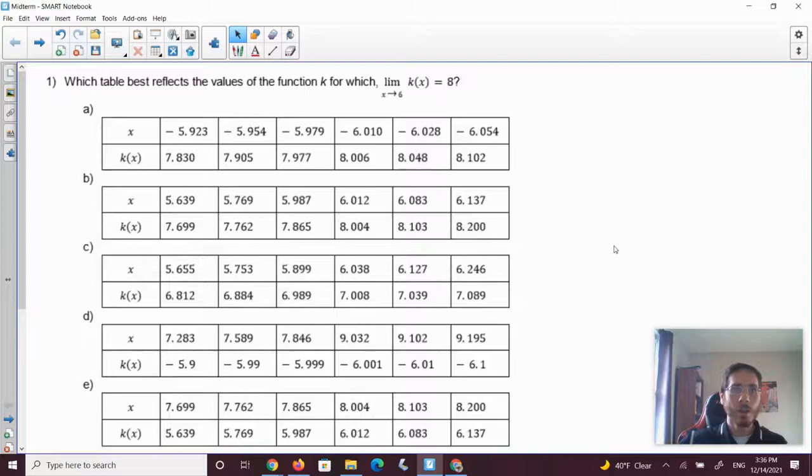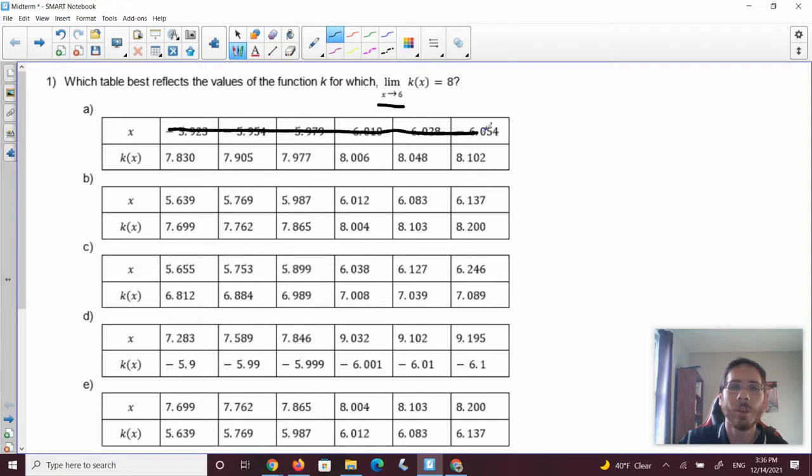All right, so we're going to check out the midterm questions right here. So first one, number one, we had to find the limit as x approaches 6, and we want that to equal 8. So the first thing to do is get rid of anything that doesn't actually approach 6. So all of these are negatives, so we don't want to pick those. These ones do approach 6, so that's okay.